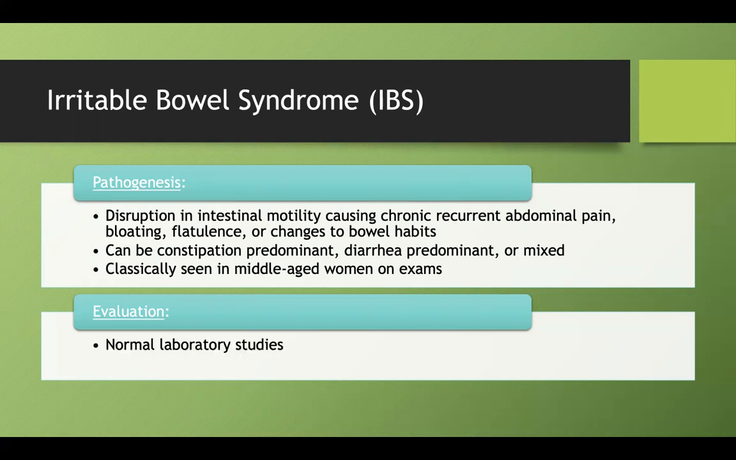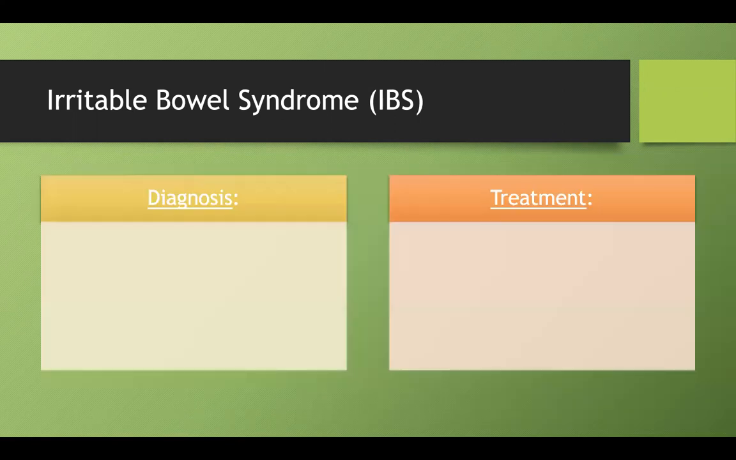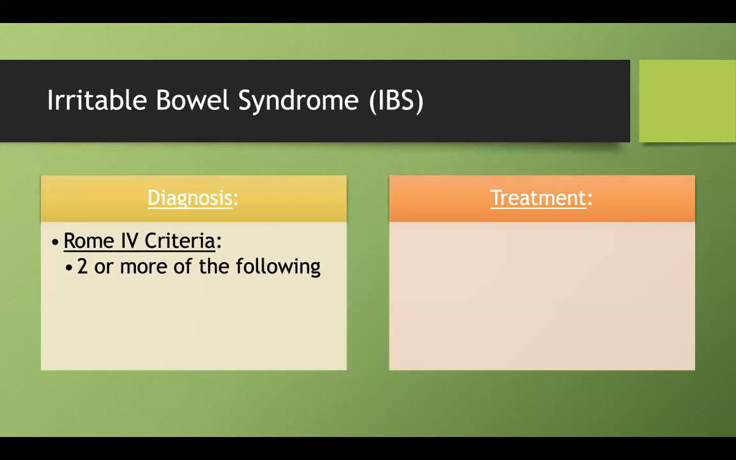So that's something to keep in mind on test day. If you give an evaluation of somebody with IBS, you're going to get normal laboratory findings. The colonoscopy will also be normal. In order to diagnose this, you need to use something called the Rome criteria. And for the Rome criteria, you just need 2 out of the 3 criteria.